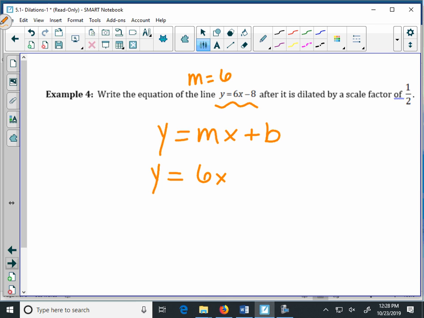So the b, which is -8, that's our y-intercept. Okay? That's going to get multiplied by the scale factor. So to get the b of your new line, you just take the b of the original and multiply it by the scale factor. And when we do that, what's -8 times 1/2?